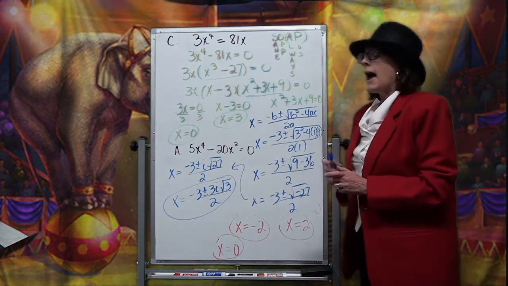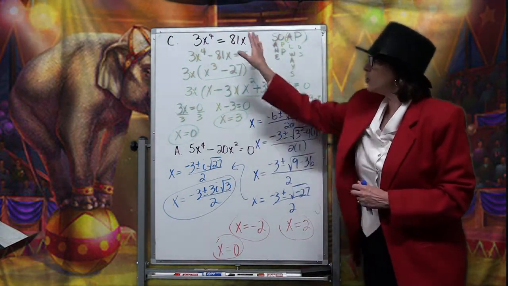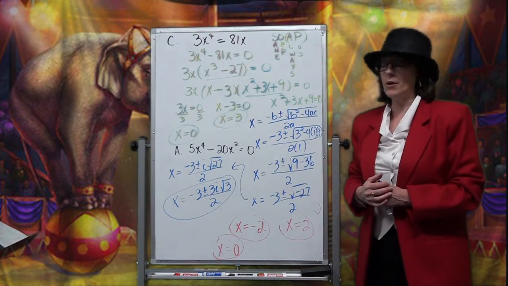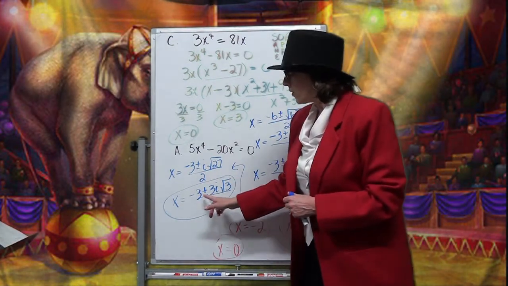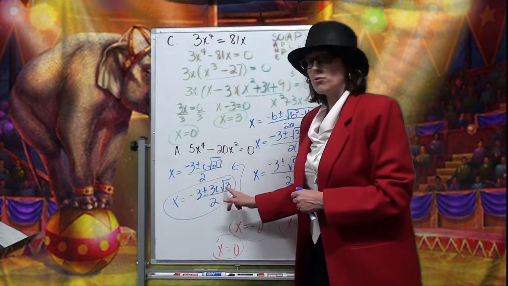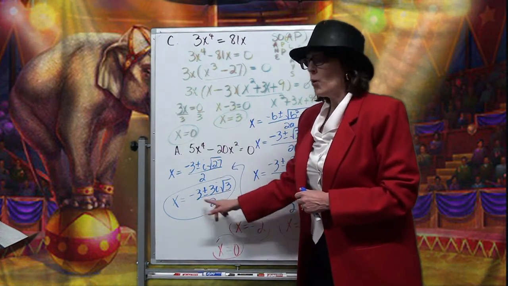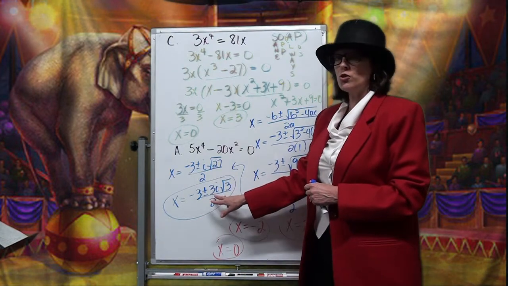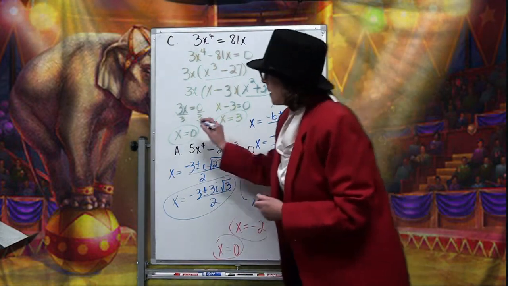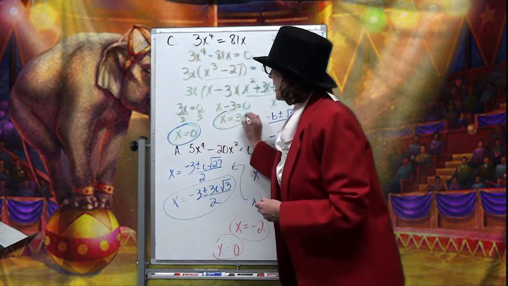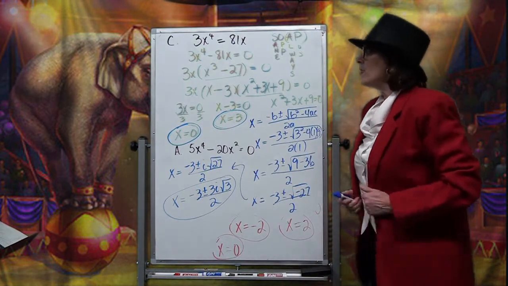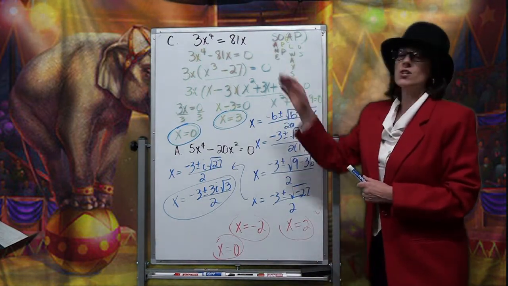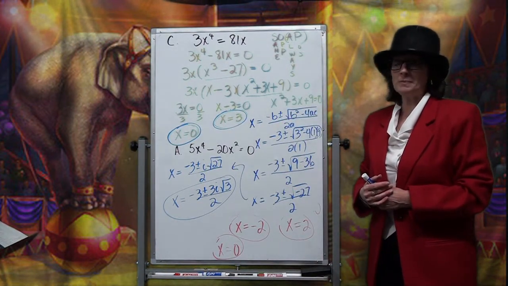It is imaginary. However, here are the solutions to this fourth degree polynomial. I've got 2 here, negative 3 plus 3i square root of 3 over 2, or negative 3 minus 3i square root of 3 over 2. There's 2 solutions here, plus my x equals 0 and my x equals 3. And those are the 4 solutions to this fourth degree polynomial.